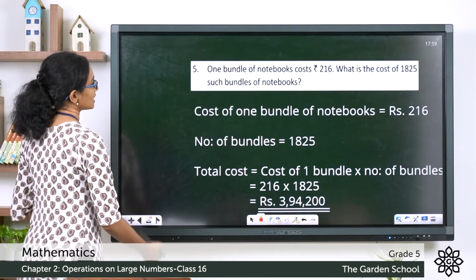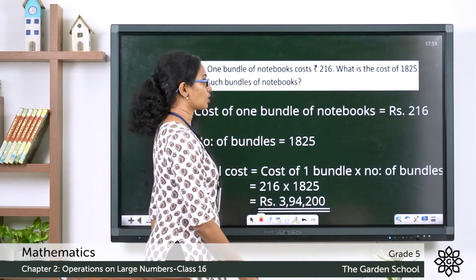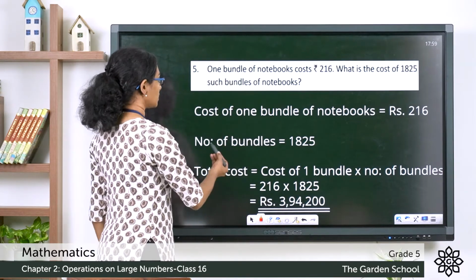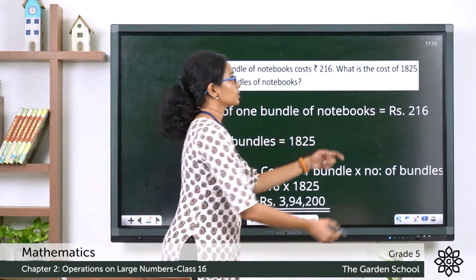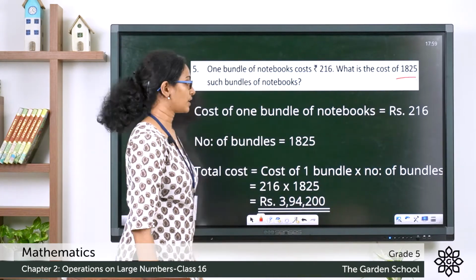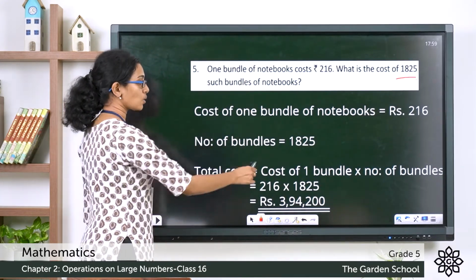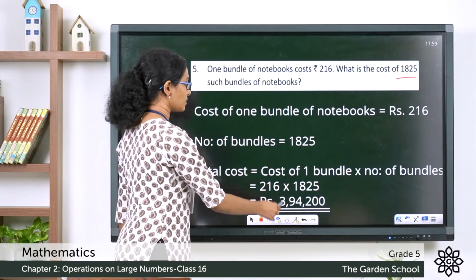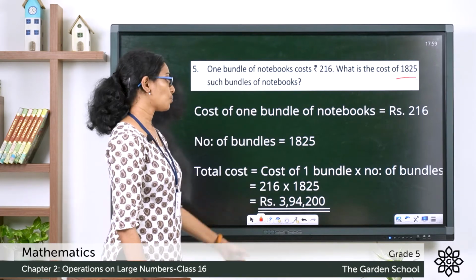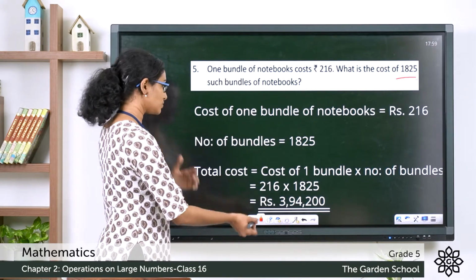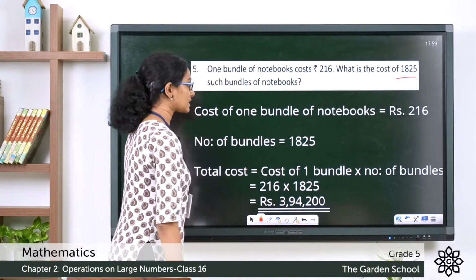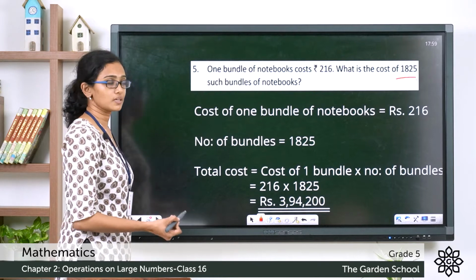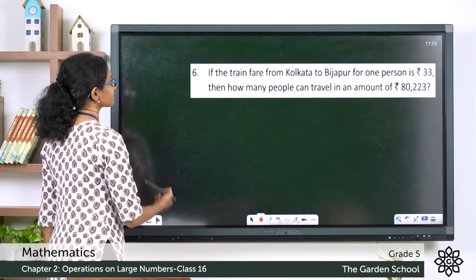So let's write down the steps. The cost of one bundle of notebooks, that is equal to rupees 216 from the question. Now number of bundles equal to 1,825. Now the total cost will be the cost of one bundle into the number of bundles. That would be equal to 216 into 1,825. So that gives you a total cost of rupees 3,94,200. So that is the cost of 1,825 bundles of notebook.